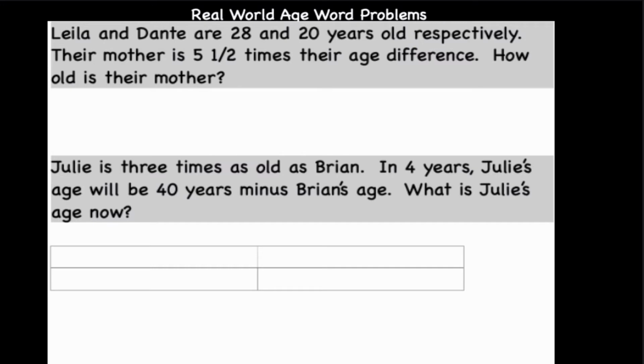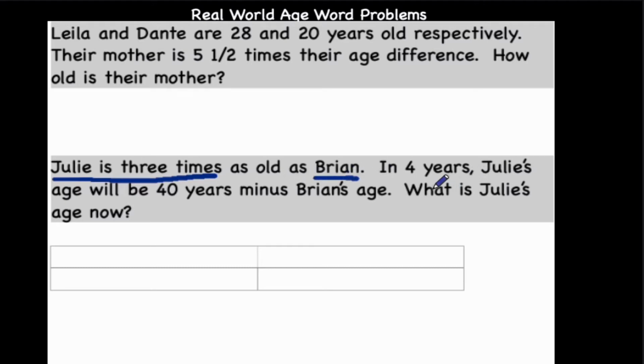So it states, Julie is 3 times as old as Brian. In 4 years, Julie's age will be 40 years minus Brian's age. What is Julie's age now? So first of all, let's go ahead and underline what we do know. Okay, so what we do know is that Julie is 3 times as old as Brian. Okay, 3 times as old as Brian.